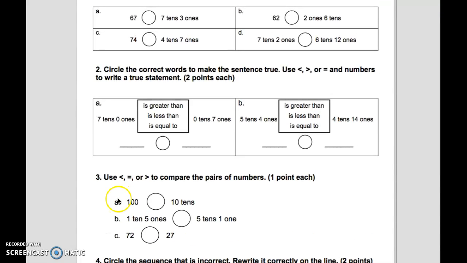Number 3, you have 3 numbers here. You're going to fill in the symbols to go in between the numbers. A, 100 is blank to 10 tens. B, 110, 5 ones is blank to 5 tens, 1 one. And C, 72 is blank to 27. So again, for these that have the 110, 5 ones, if you're not sure what the number is, don't just guess. Use your cubes or use your whiteboard and marker to draw to figure it out before you put one of these 3 symbols in.